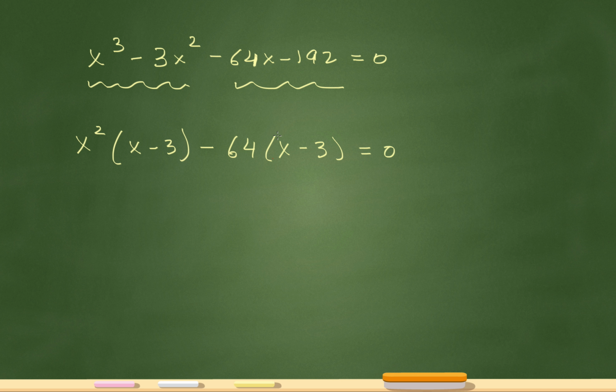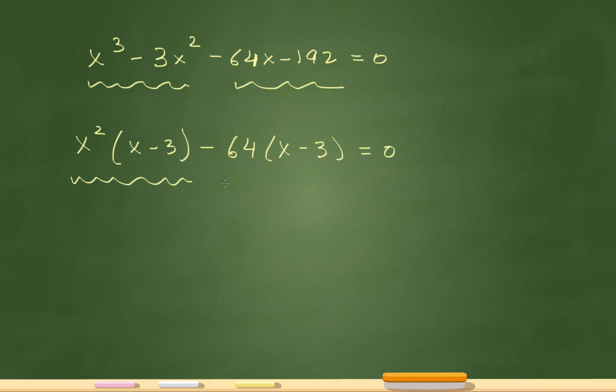Because now if I distribute this out, this will give me 64x, and then 64 times 3 is 192, so that will match up. And on this side, x squared times x will give me x cubed, and x squared times 3 will give me negative 3x squared, so it would bring me back to the original. Now we get to this point, we have to actually factor it out further.